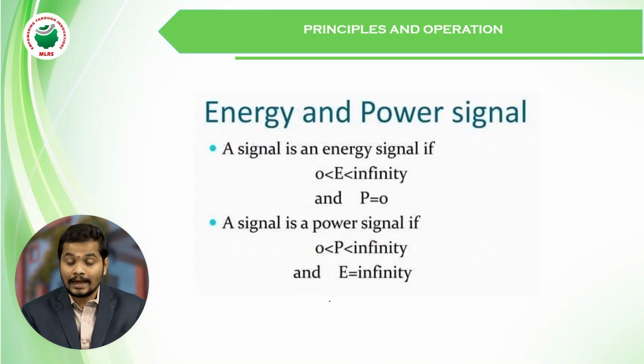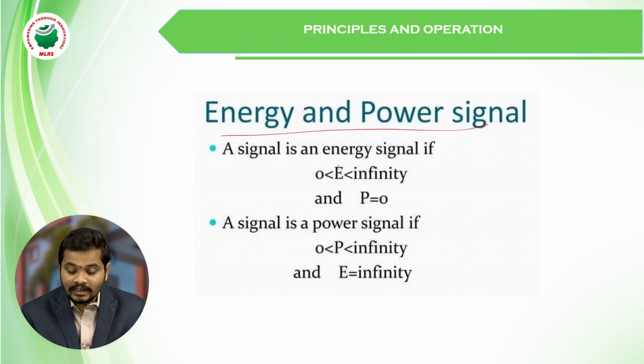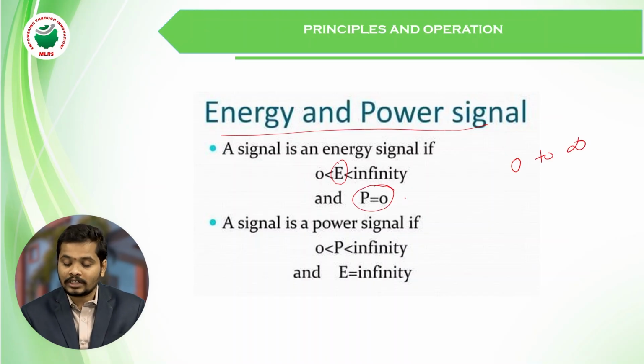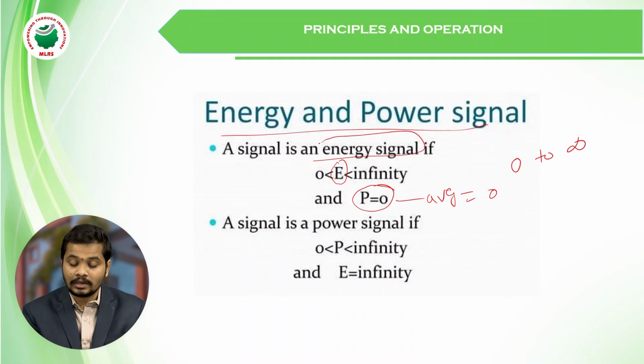And the last one is the energy and power signal. When is a signal said to be an energy signal, and when is a signal said to be a power signal? If the energy of a signal lies between 0 and infinity, and the average power is equal to 0, then it is said to be an energy signal. Means an energy signal doesn't have power; an energy signal has zero average power. It may be asked in the bits in competitive exams also.